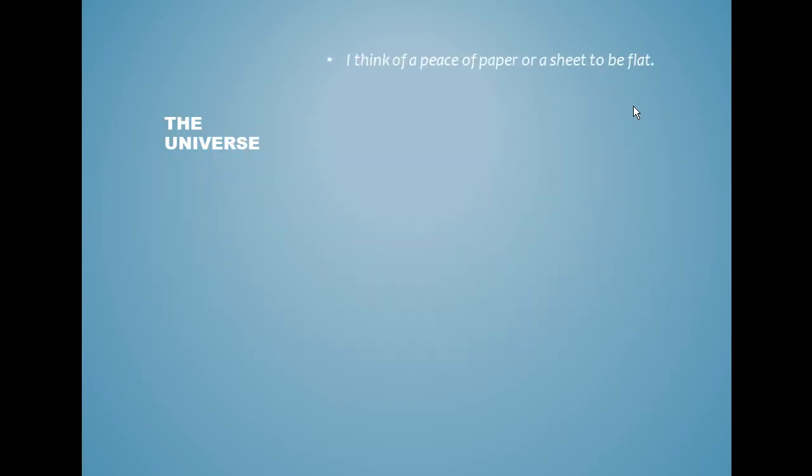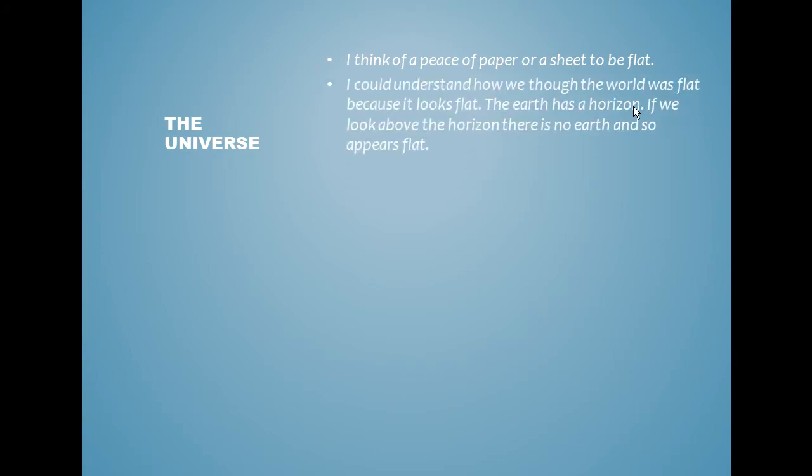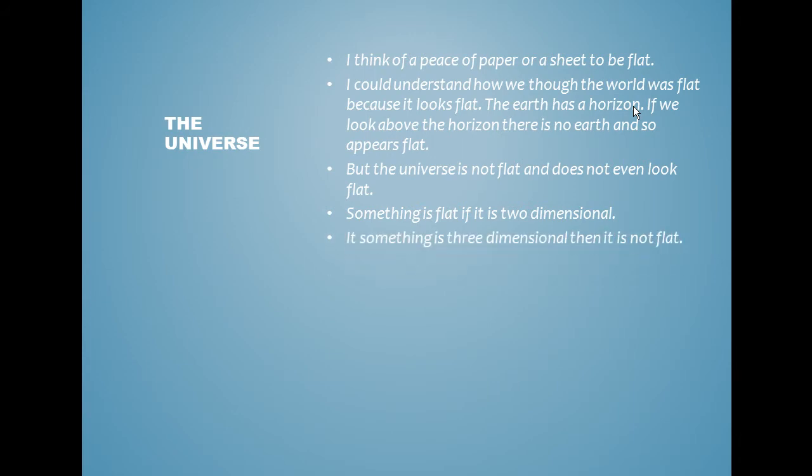That is very different to being flat. I think of a piece of paper as being flat. I could understand how the world was thought to be flat because it looks flat. It's on a two-dimensional plane. If we see the horizon and we look above or below the horizon, we don't see the Earth, so it appears flat. But the universe doesn't even appear flat. It appears to be three-dimensional in every direction. Something that is flat is two-dimensional. If something is three-dimensional, then it is not flat.